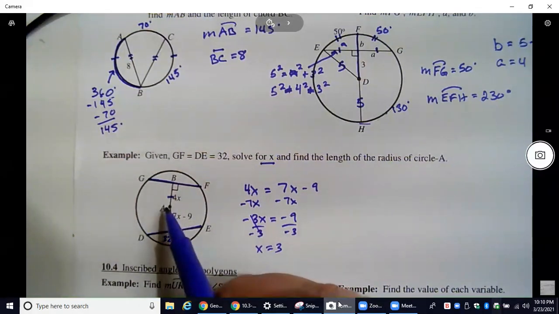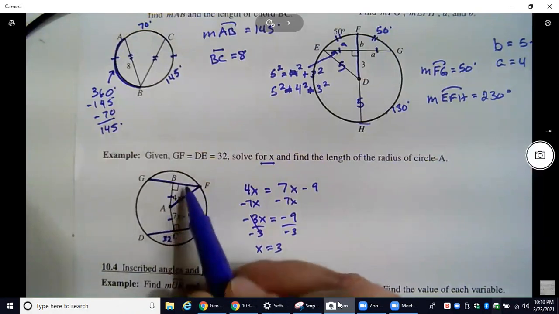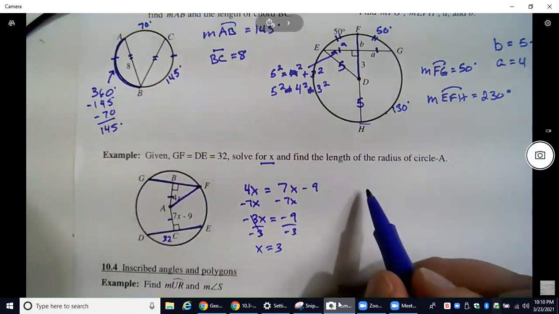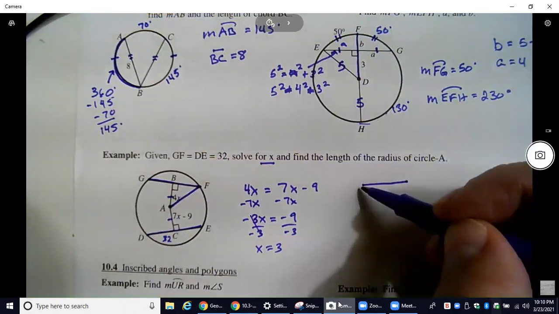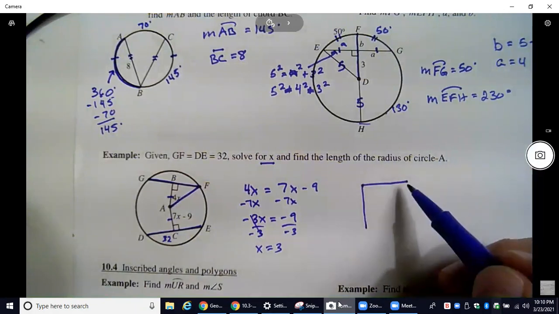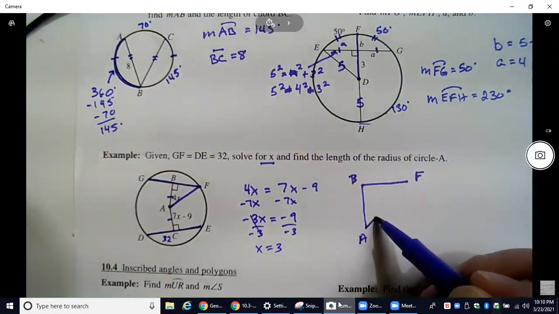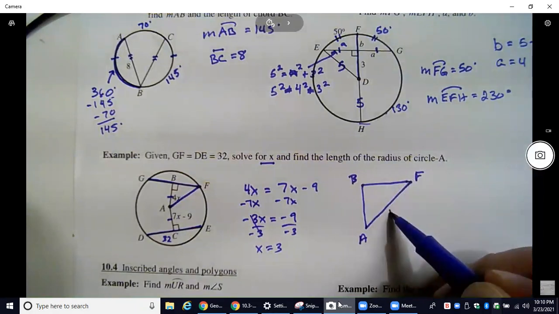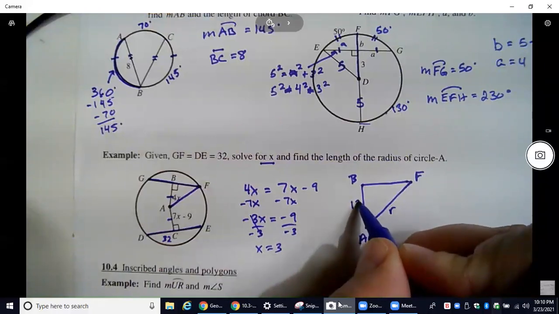The radius here, the easiest way to find it is to draw a line from the center of the circle to the circle. And I like this one here because it creates this right triangle. All right, I know you could almost smell the Pythagorean theorem in the air, right? Okay, so we have F over here, B here, and A here. That's the center of our circle. We are looking for our radius. 4x is 4 times 3. That's going to be 12.